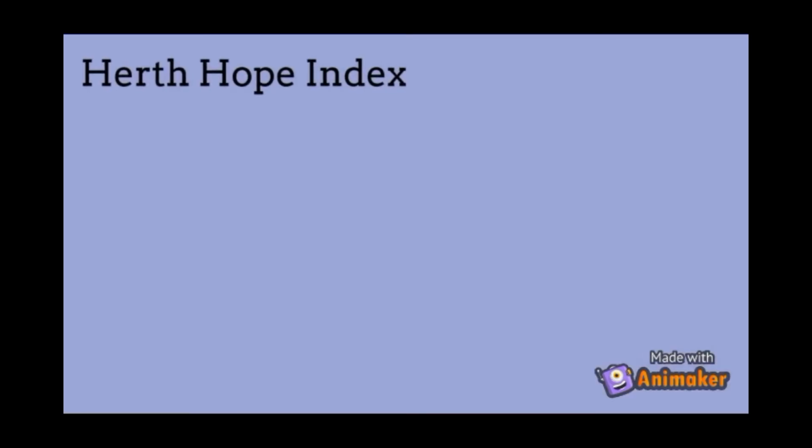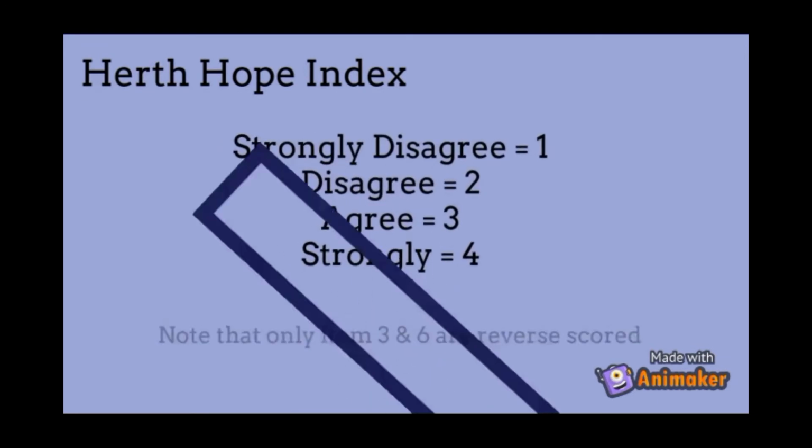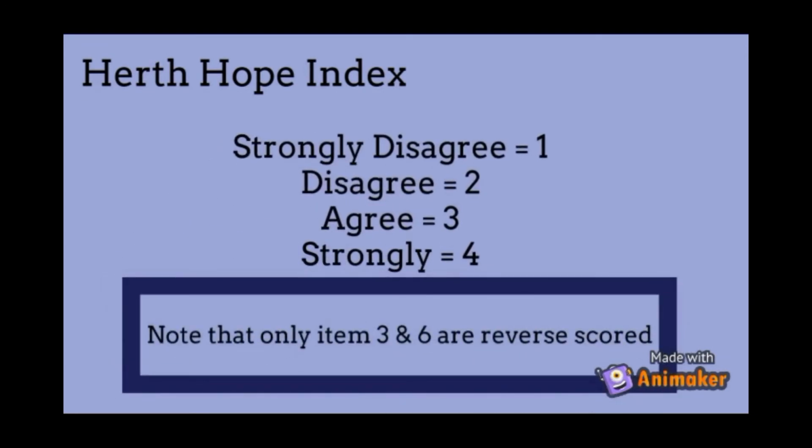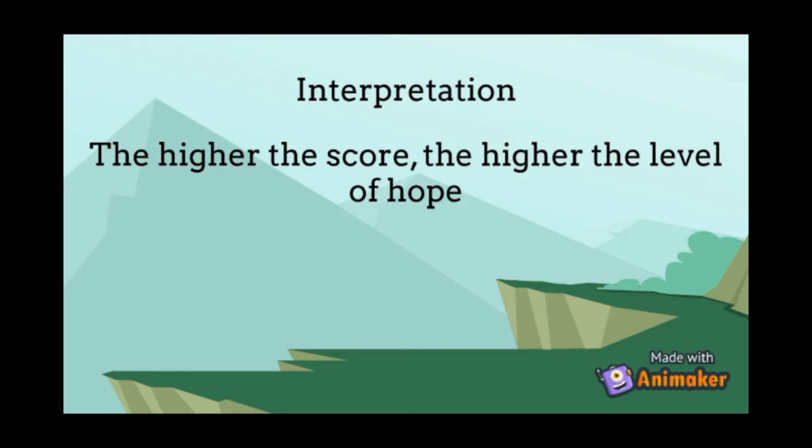For the Herth Hope Index, on the other hand, the score is as follows. Note that items 3 and 6 are reverse scored. And the total score ranges from 12 to 48 points. The interpretation is, the higher the score, the higher the level of hope.